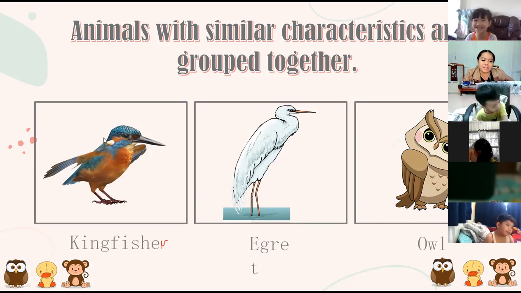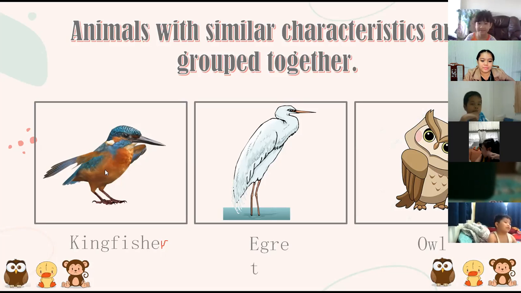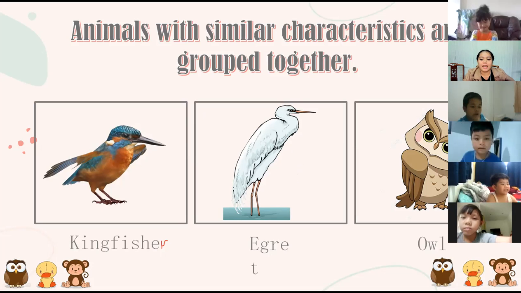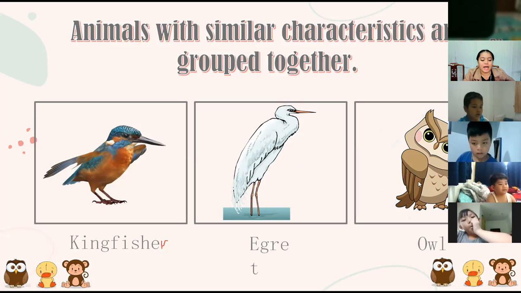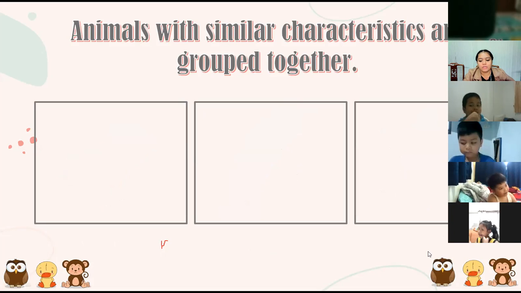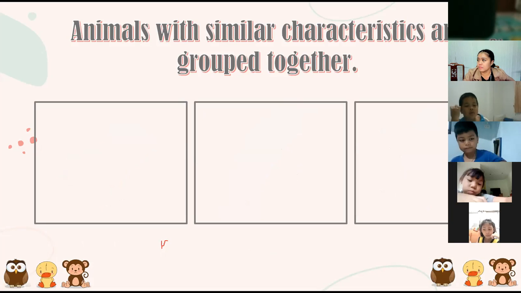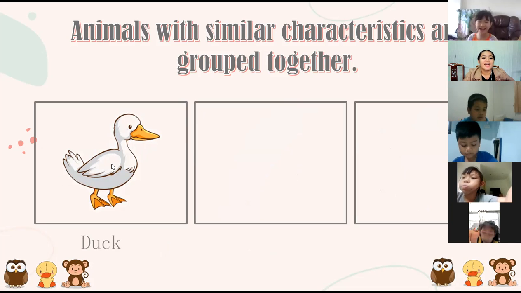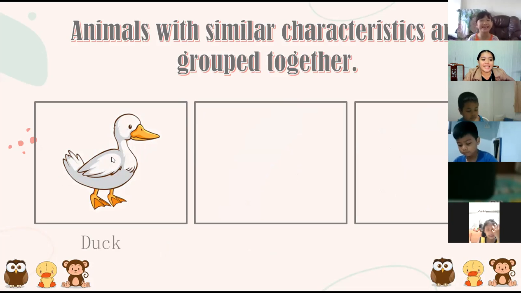Okay, now let's repeat the names of the bird. We have kingfisher. Good job. Egg gray. Owl. Very good. Okay, now let's proceed to our next slide. We have here. What's this? Duck. Yes, it's a duck.